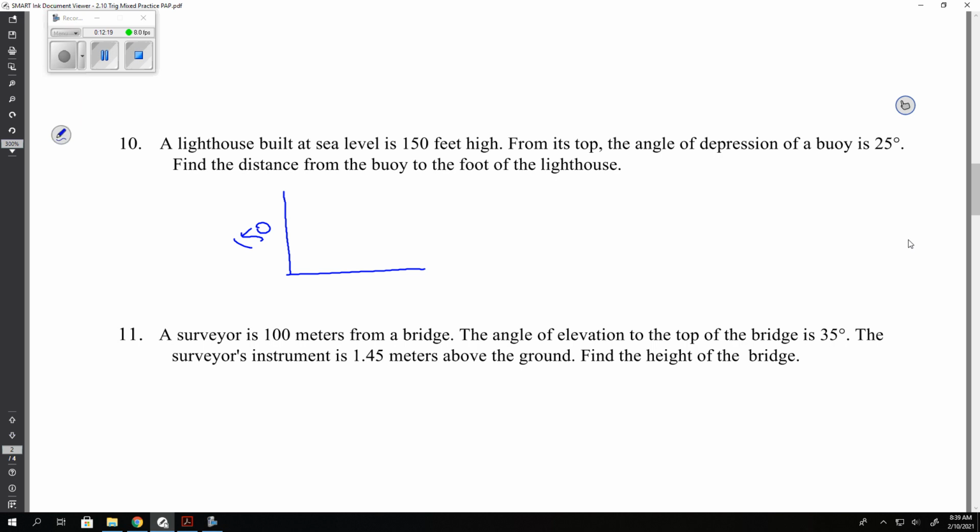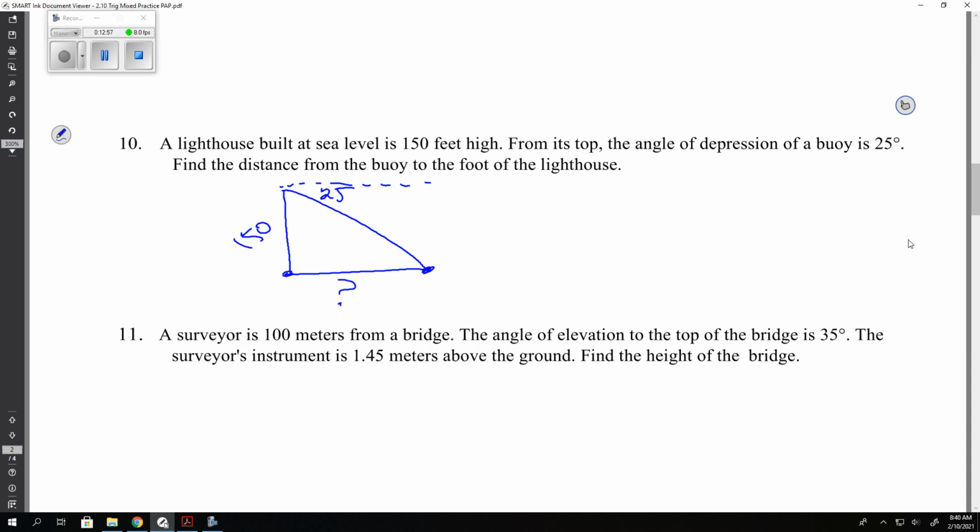Okay, the angle of depression is 25 degrees. So normally, looking from the top of the lighthouse, we're looking straight forward, right? If we need to see the buoy, we have to look down because the buoy's in the water. There's a little floating thing in the water, okay? So normally we'd be looking straight forward, but there's a little buoy in the water, so we're looking down 25 degrees. And then they want to know, find the distance from the buoy to the foot of the lighthouse. So, buoy, foot of lighthouse, this is what we want.